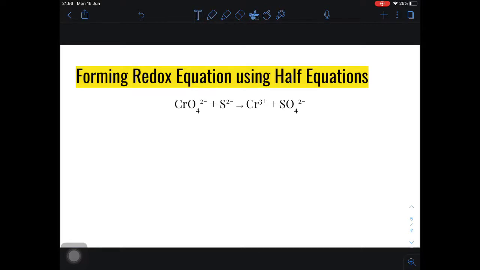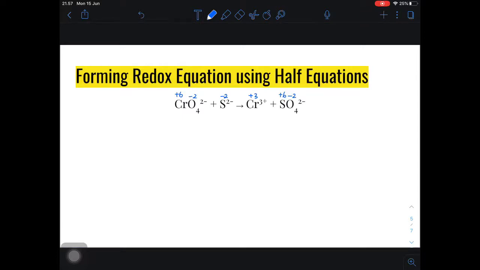So now let's solve the problem. Assign the oxidation state. Sulfur is -2, this one is +3, oxygen is -2, this oxygen is also -2, the chromium is +6, the sulfur is also +6.